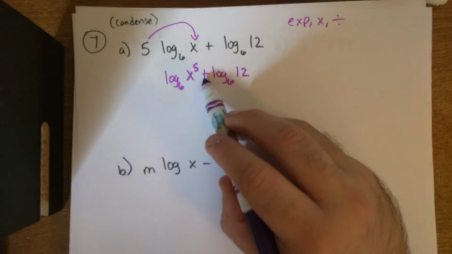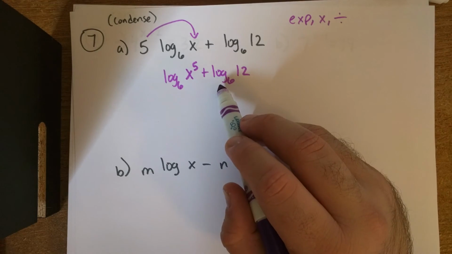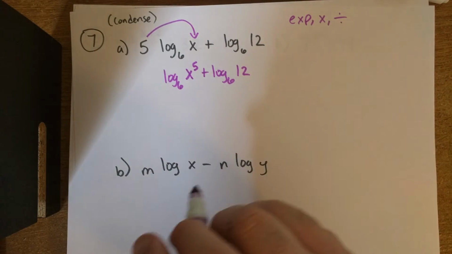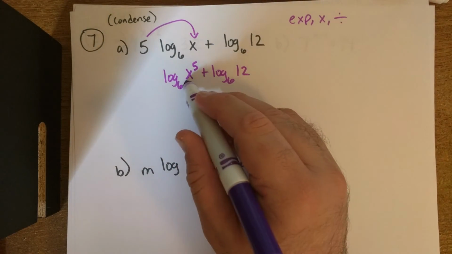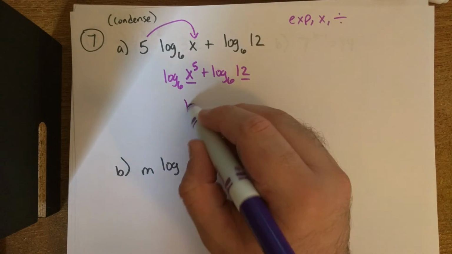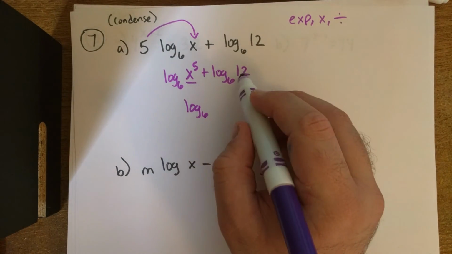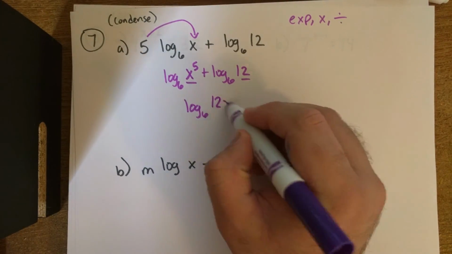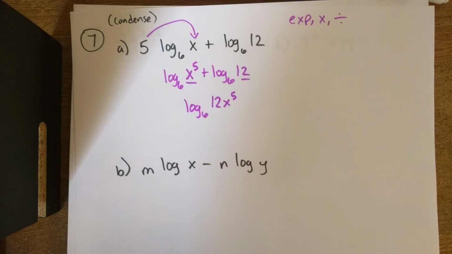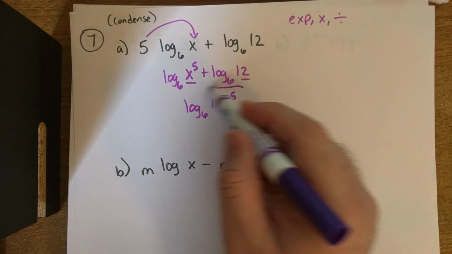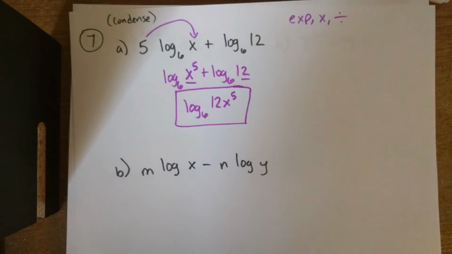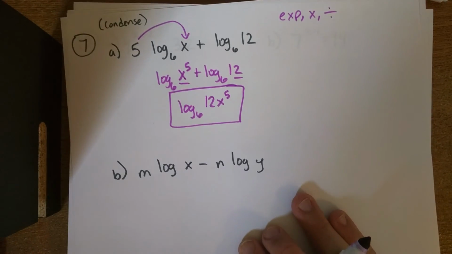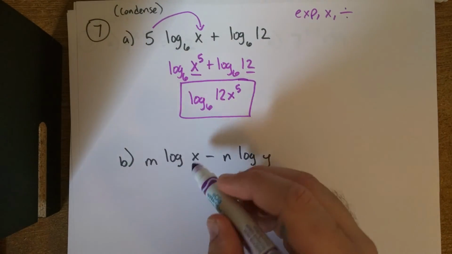Now I have a plus sign between two logarithms. That means that I can combine these into one logarithm by multiplying these things. So I have log base 6, and then 12 times x to the fifth is just 12x to the fifth. And actually, I'm already down to a single log, so I can stop here. There you go.